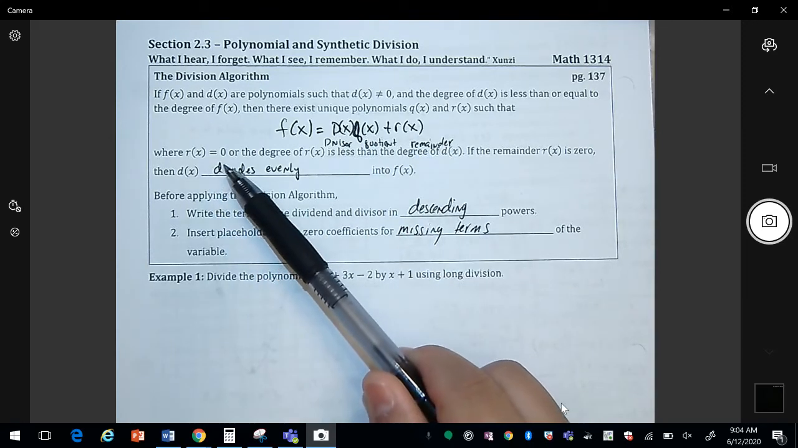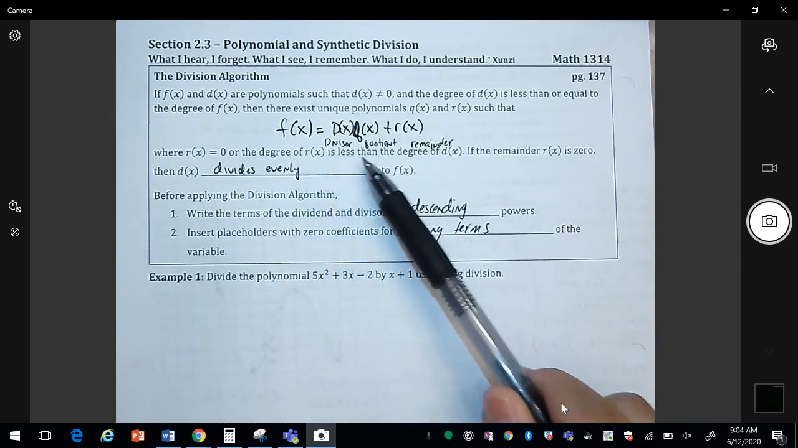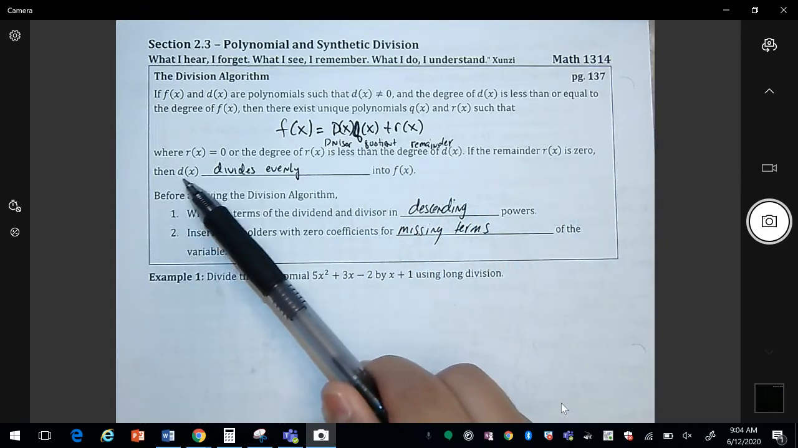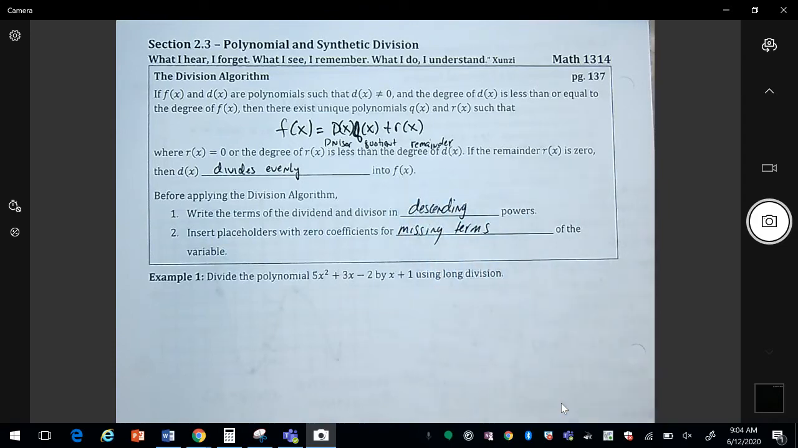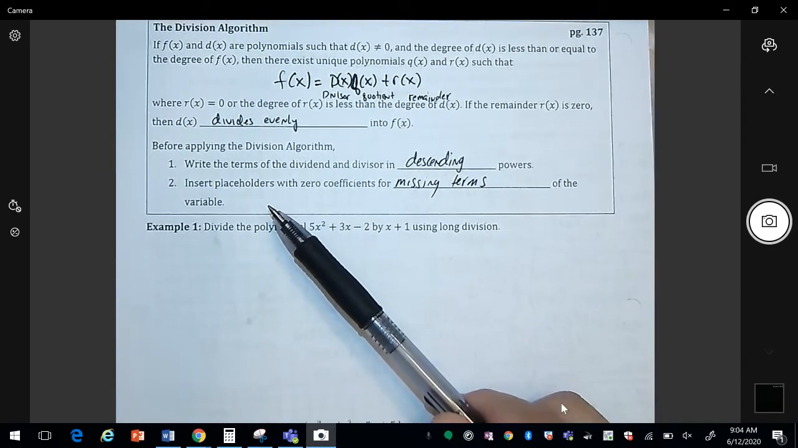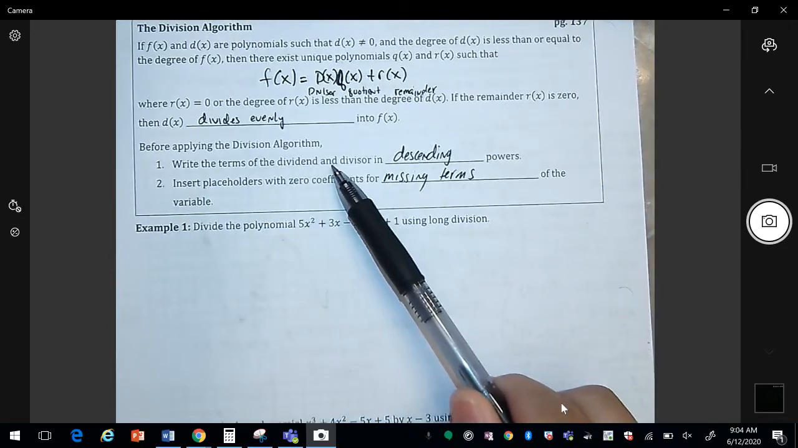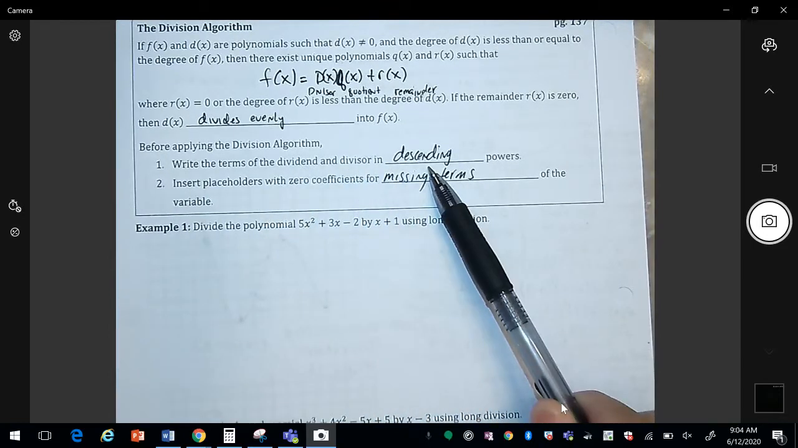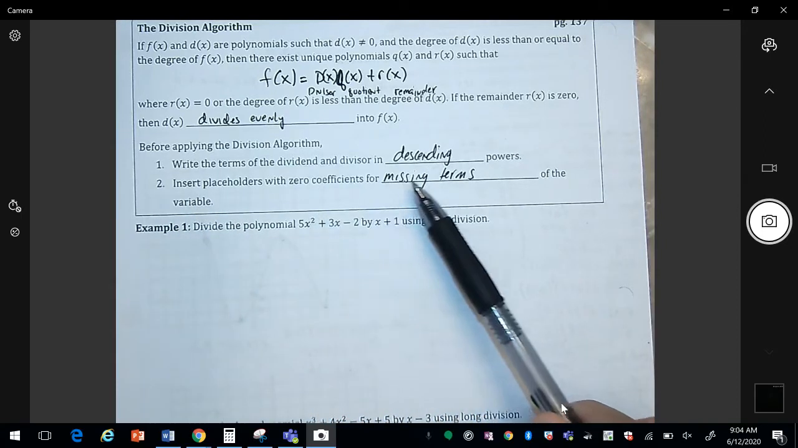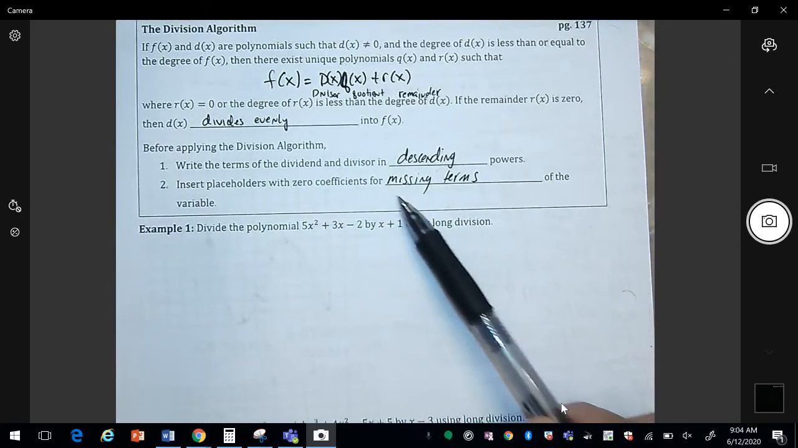Either r of x is equal to 0, or the degree of r of x is less than the degree of d of x. If the remainder r of x is 0, then d of x divides evenly into f of x. So when we want to apply this theorem or algorithm, we need to write the terms of the dividend and divisor in descending powers, insert placeholders with 0 coefficients for missing terms, and we'll discuss this as we go through the examples.